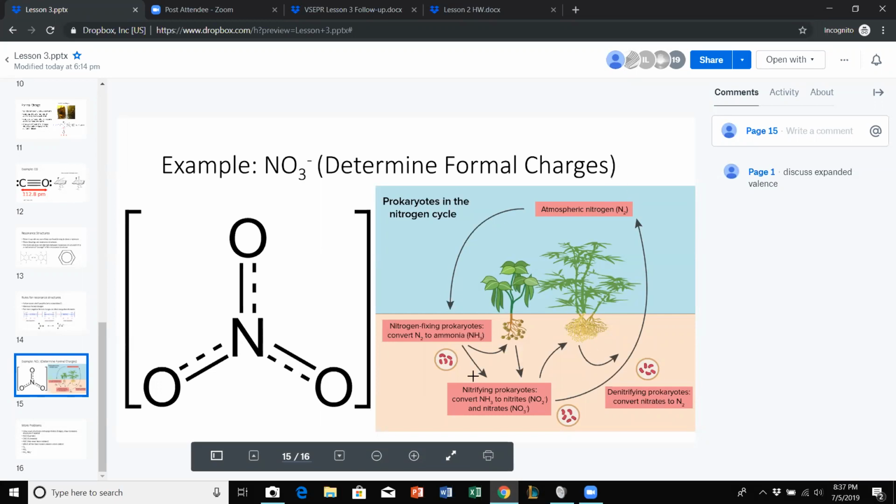So I have this interesting picture of the nitrogen cycle. So yeah, this is something about nitrate.